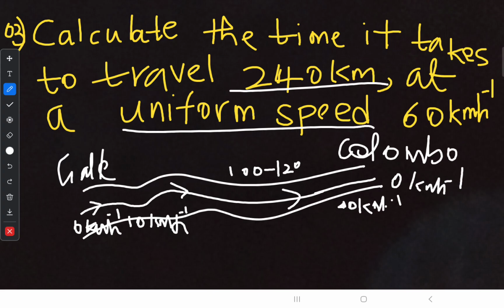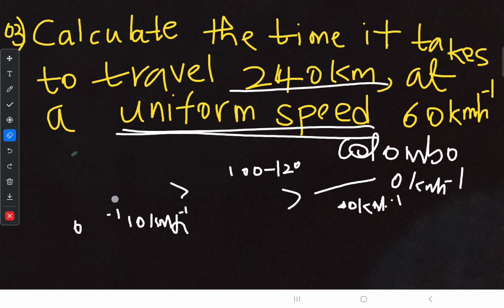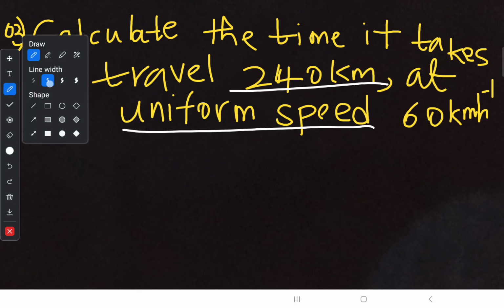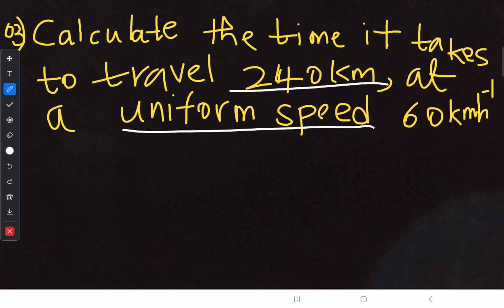Likewise, the speed can change from time to time. But when we are doing calculations, we have to use the term uniform speed to conclude that the bus is traveling at a uniform speed. That will make our calculation easier. That's why we are using that term. Here the speed and distance are given, we have to find the time. Speed equals distance upon time. This is the formula we have to use.